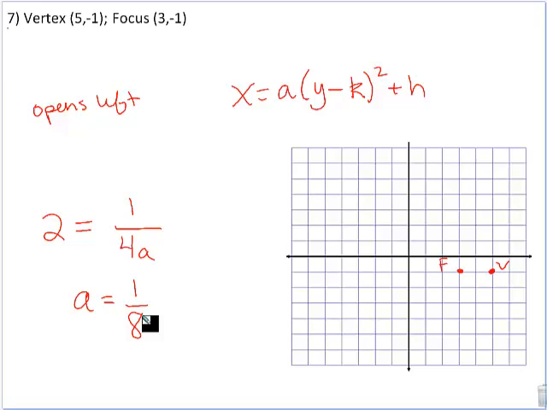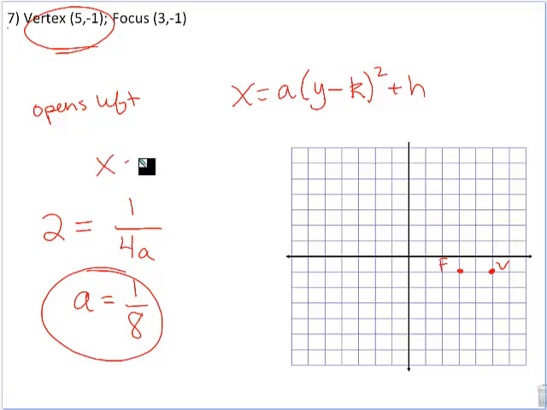So now, how are we going to write this as an equation? So we have our A, we have our vertex, we need to put it into our formula. So x equals, well, which way are we opening? Negative 1/8, because we're opening left, times, good, y plus 1 squared plus 5.